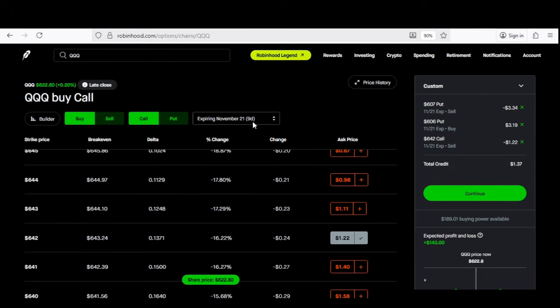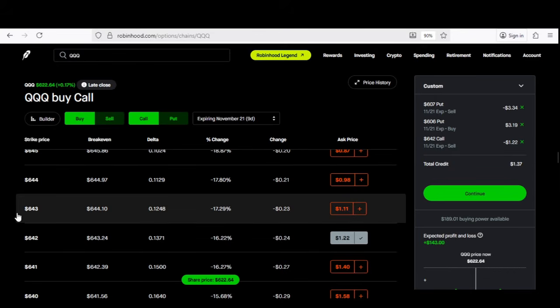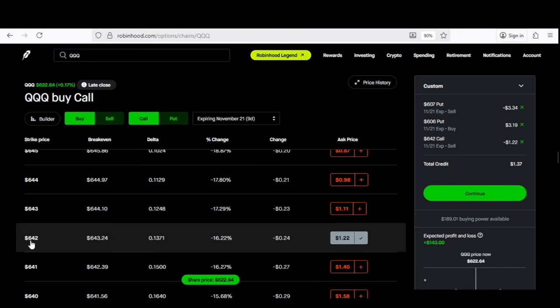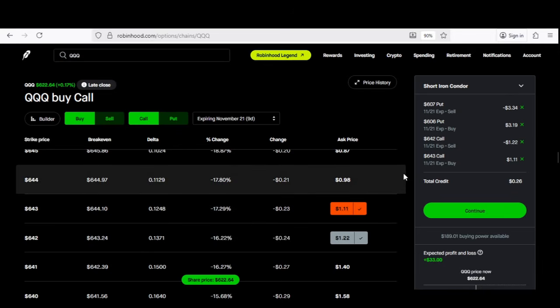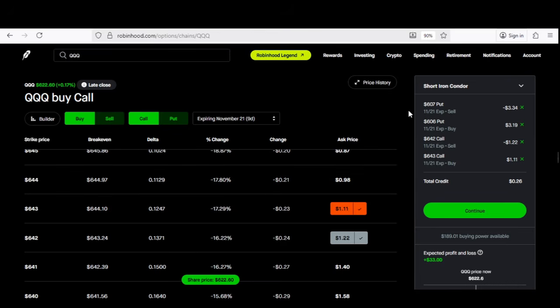Once again, for simplicity's sake, we're just going to be choosing our next strike price above the previous strike price. So we did choose the 642. So now we're going to go right above to the 643. Let's go ahead, we're going to select that. And voila. Investors and future investors, this option strategy is known as the Iron Condor option strategy.